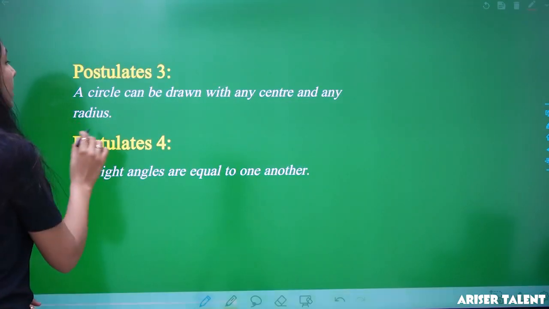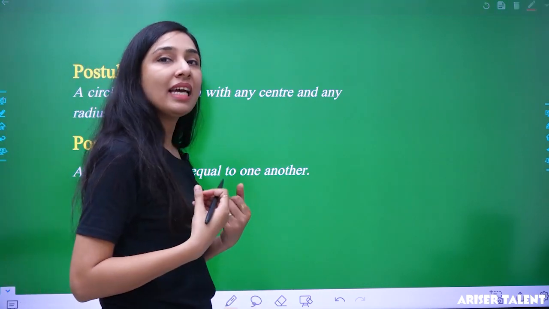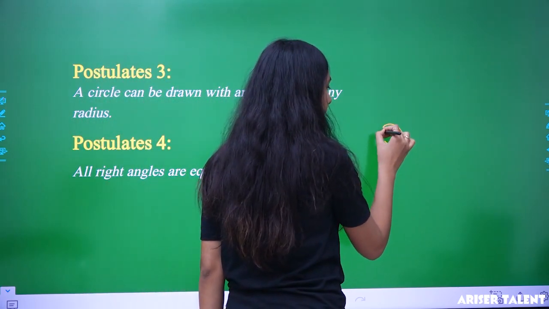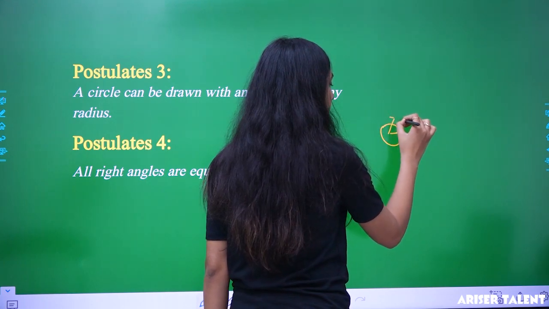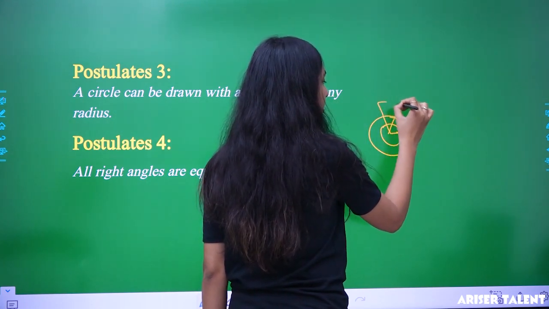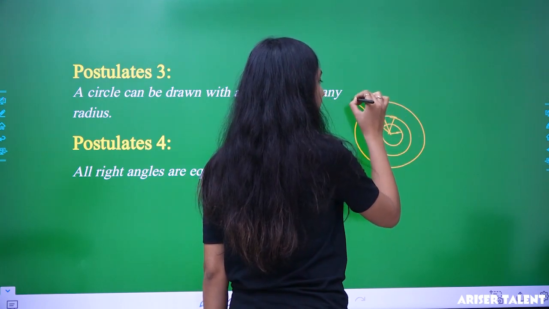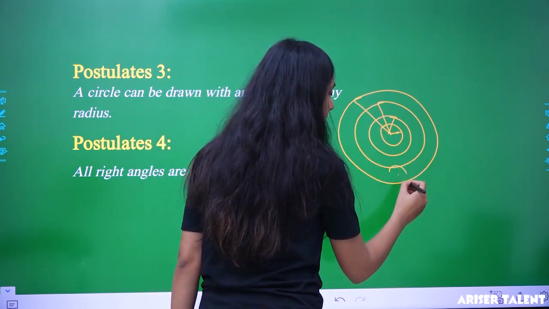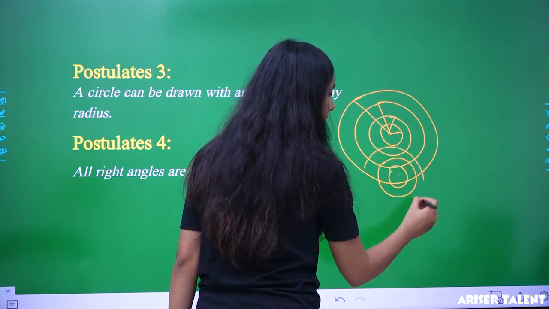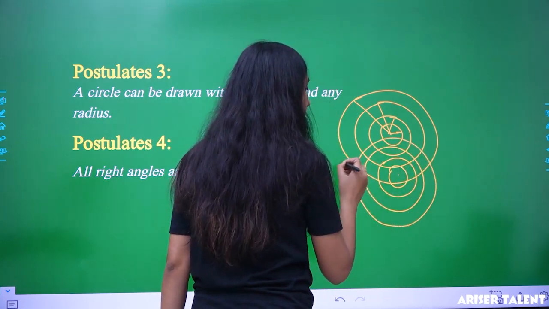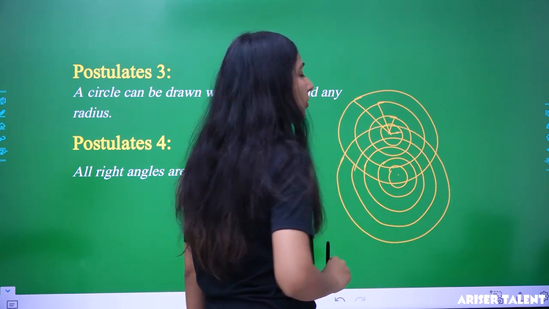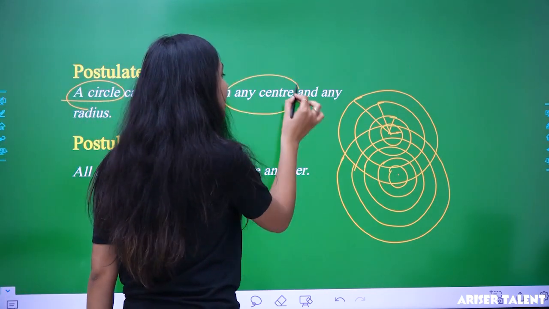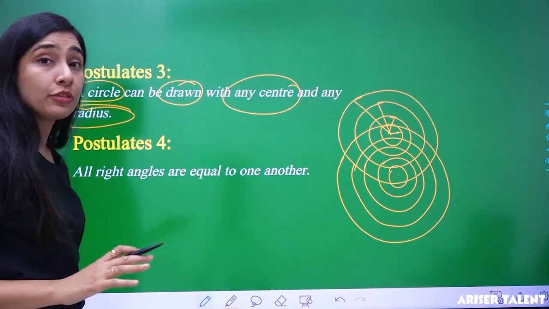Then next, postulate 3: a circle can be drawn with any center and with any radius. If I have this center, I can draw a circle here with some radius, let's suppose 2 centimeters. Then with 3 centimeters, then 4 centimeters, then 5 centimeters. Again, if I have a point here, the same thing can be done. So with any radius and any center, I can draw a circle. This is postulate number 3.